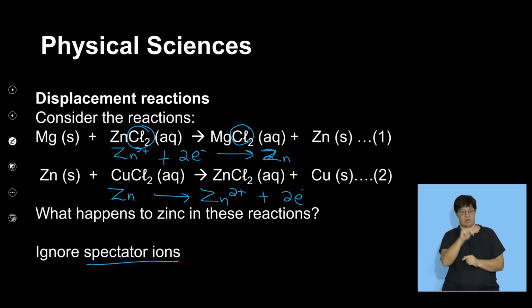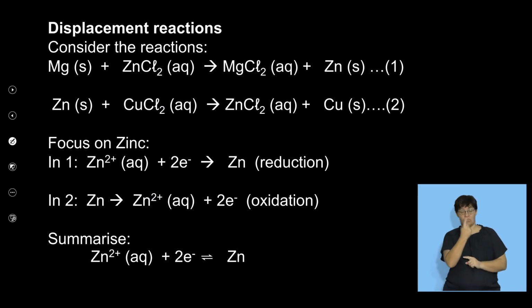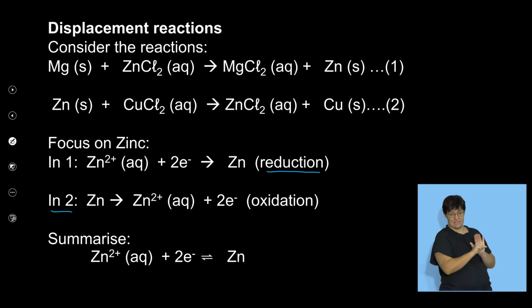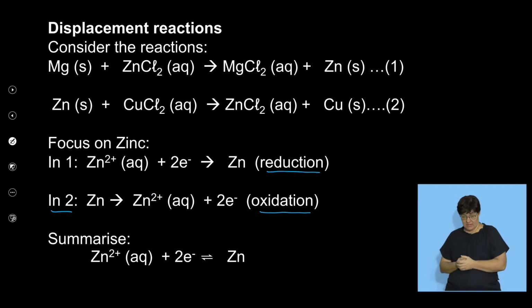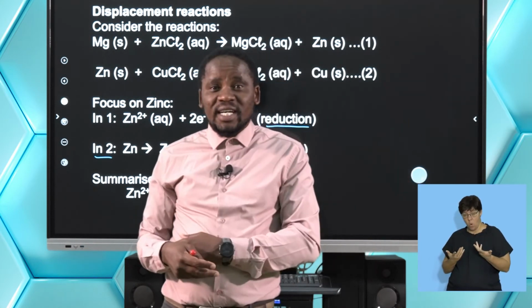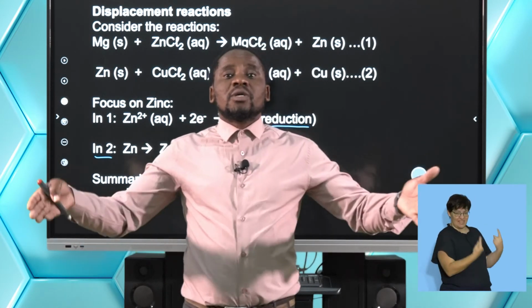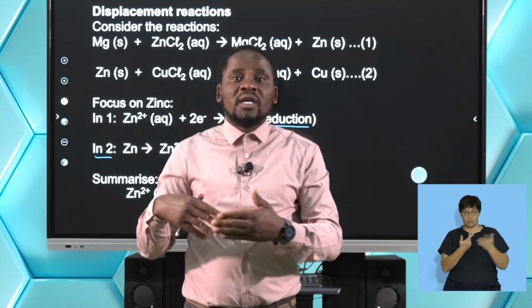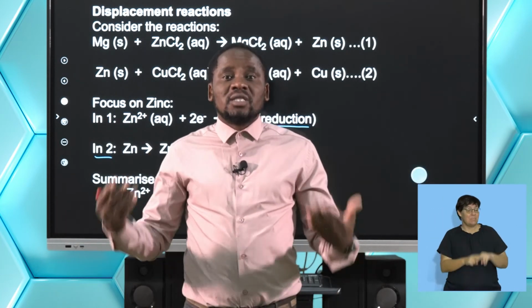So in reaction 1, zinc is actually undergoing a reduction, which is the gain of electrons, right? Now, if we look at the second reaction, zinc undergoes oxidation. So in summary, two things may happen to zinc. The double arrow there shows us that there is a possibility for zinc ions to be reduced or for zinc atoms to be oxidized. So you may choose to read this equation from left to right or right to left, depending on the reaction in which zinc is actually involved.